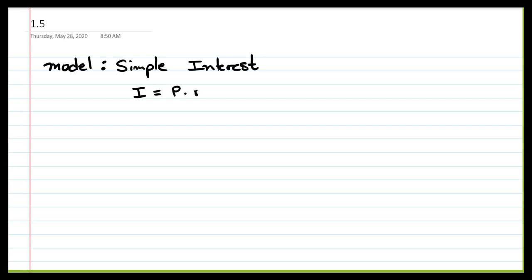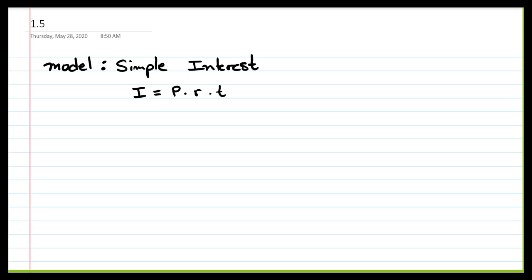So the first model we want to talk about is our model for simple interest. So our simple interest model is I is equal to P times R times T.